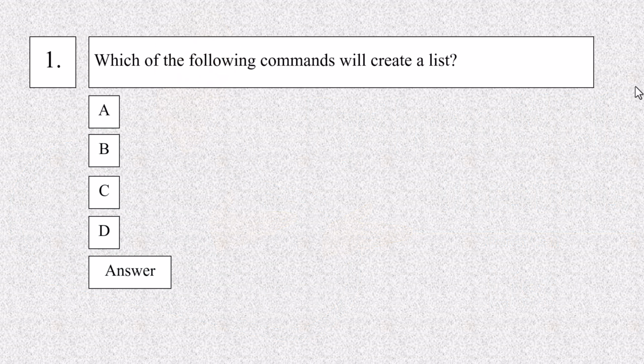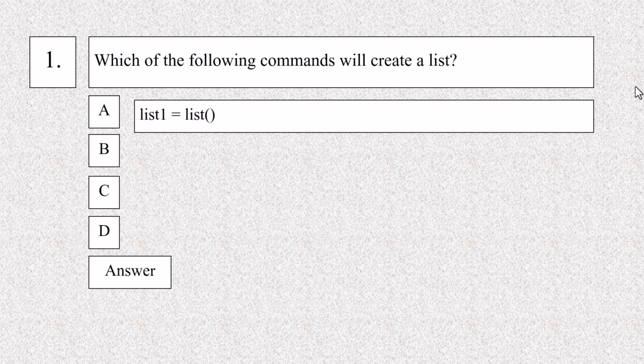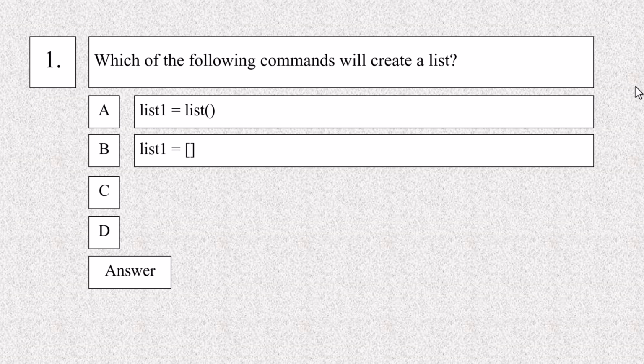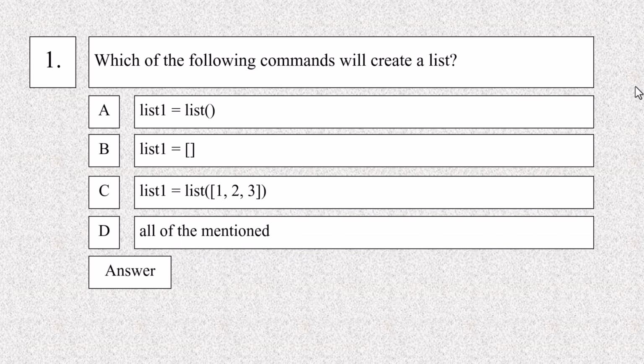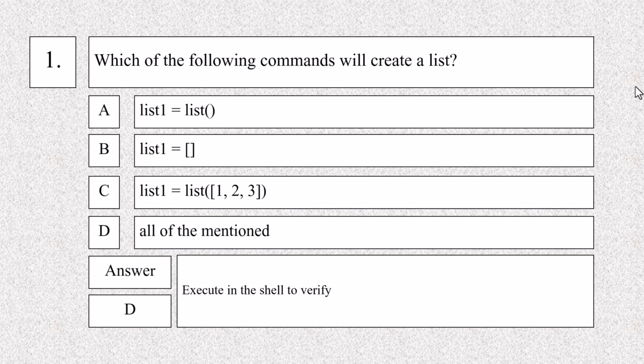So this is our first question. Which of the following commands will create a list? This is option A, option B, here this is option C, and option D, all of the mentioned. The correct answer will be option D. You can verify all this code in the Python shell or Jupyter notebook. I'll show you each and every point here with a practical example.